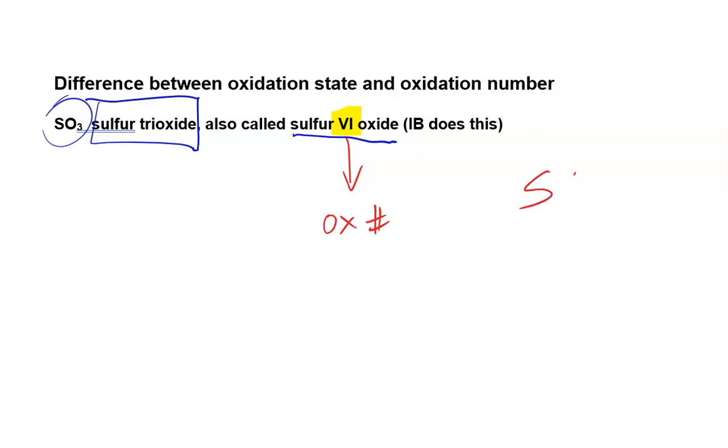And if you had an S and an O, and this was a plus 6, and these are minus 2 each, how many would you need to have in order for it to equal 0? And the answer is you would need 3 of them. So that's where they get the sulfur 6 oxide. So the sulfur 6 right there is the oxidation number. The plus 6 over here is going to be the oxidation state.